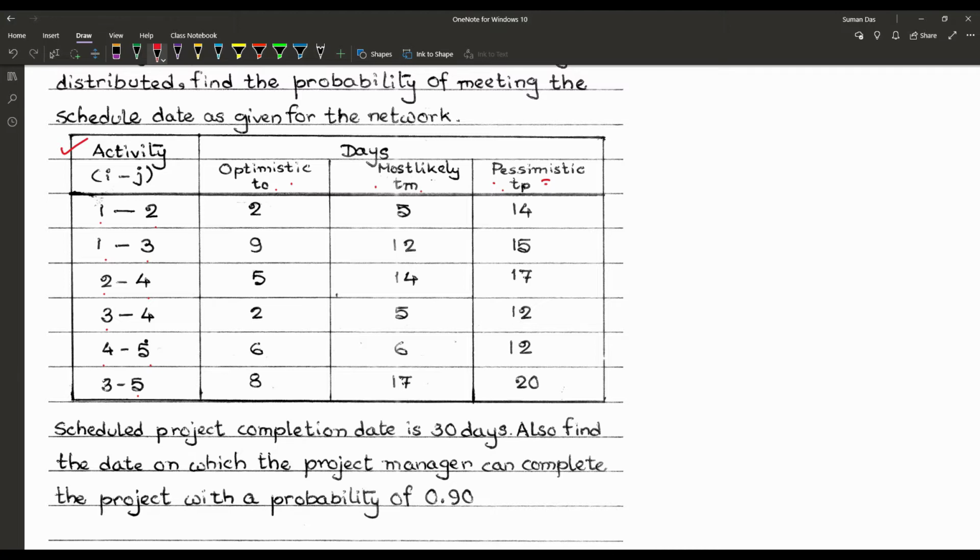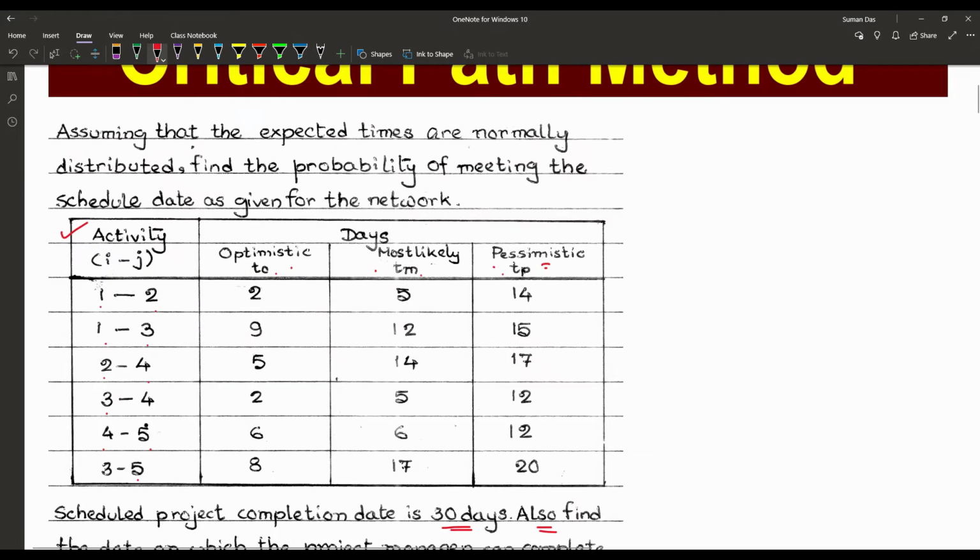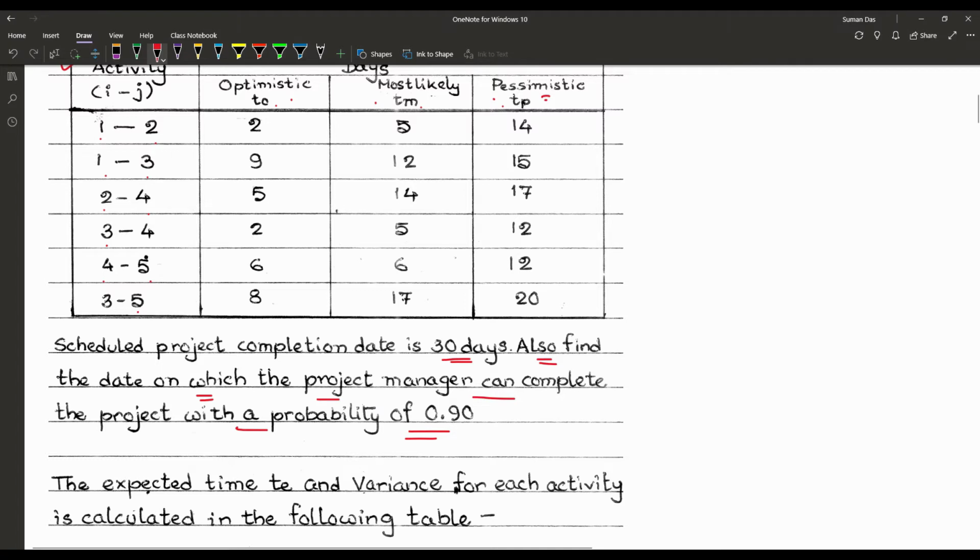Now the problem statement is: the scheduled project completion date is 30 days. Also find the date on which the project manager can complete the project with a probability of 0.90. That means what is the probability that the scheduled project completion date is 30 days, and what is the normal date when the probability is 0.90.